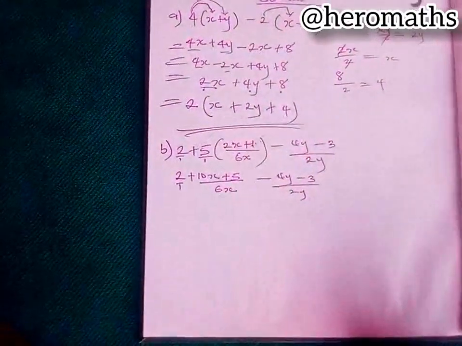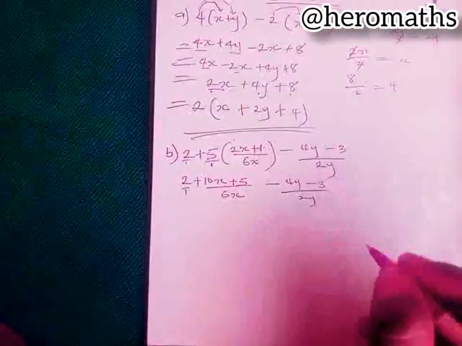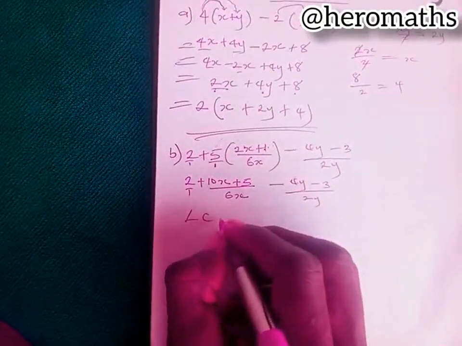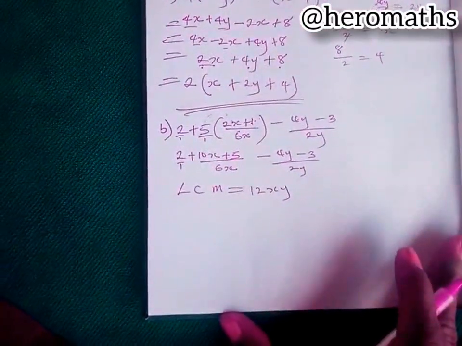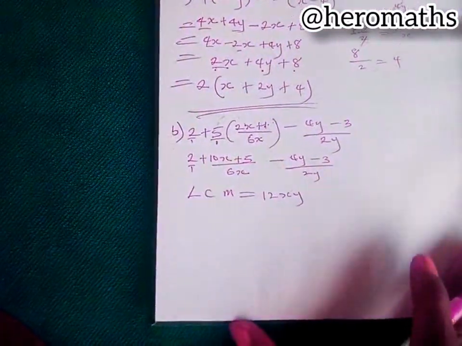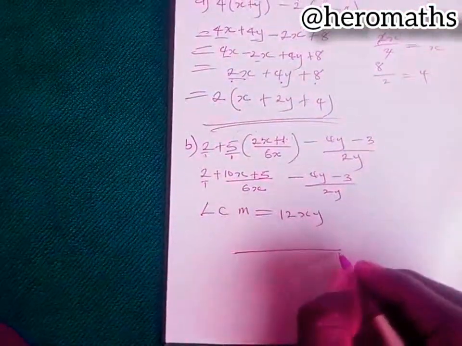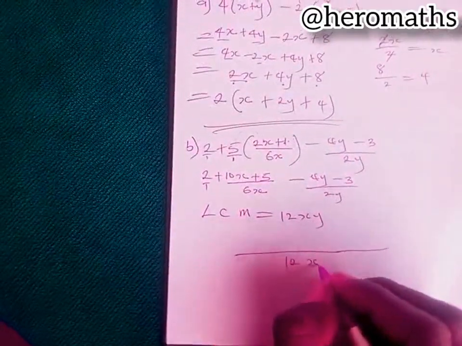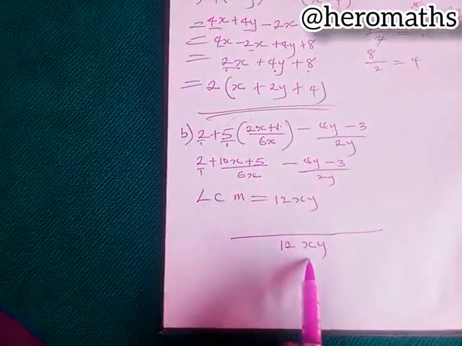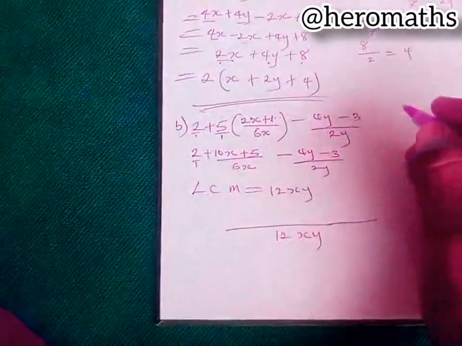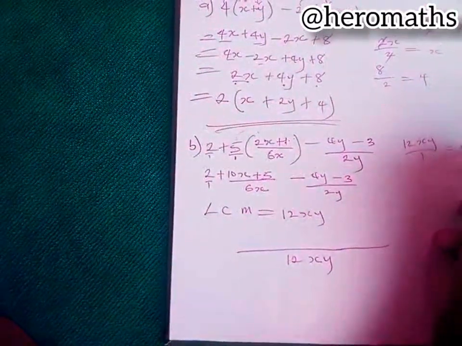For now, 1 times 6x will give us 6x. 6x times 2y will give us 12xy. So our LCM will be equal to 12xy. Now, having gotten our LCM, you draw a line like this, keep the LCM down, that is 12xy. Now 1 into 12xy will give you what? That means 12xy divided by 1 is equal to 12xy.